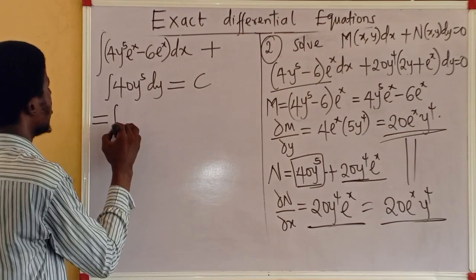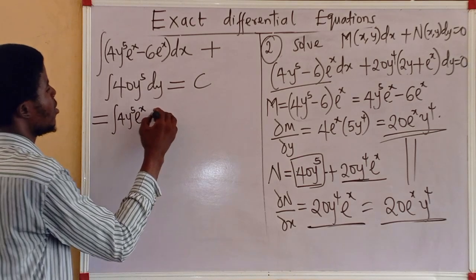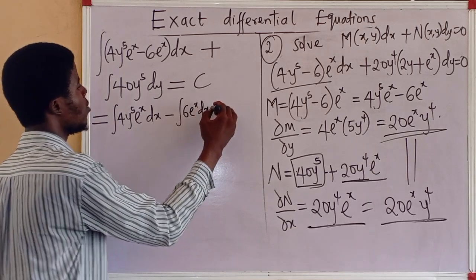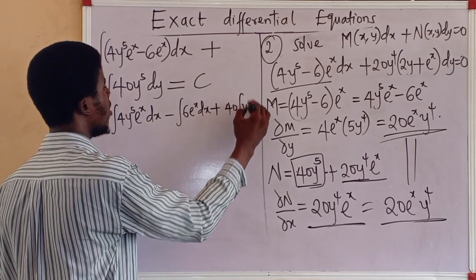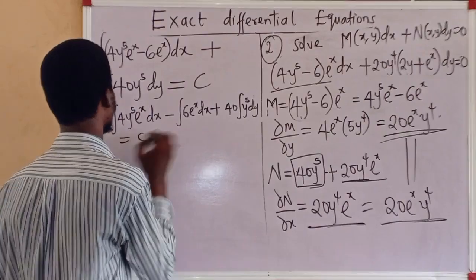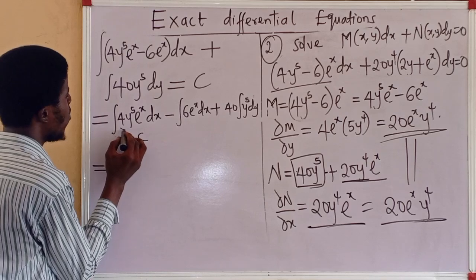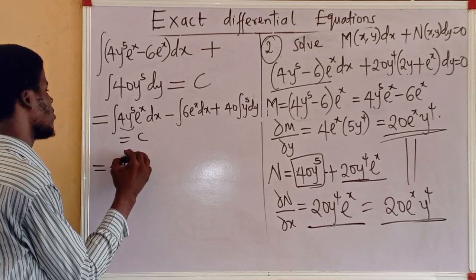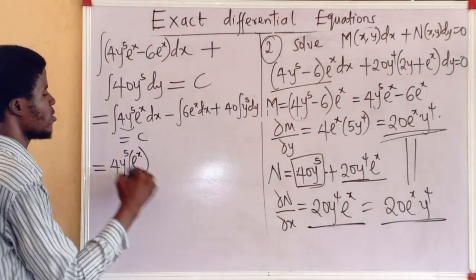This can be written as the integral of 4y to the 5th e to the power of x dx minus the integral of 6e to the power of x dx plus, I can write this as 40 times the integral of y to the power of 5 dy equal to c. Since this integral is with respect to x, that means 4y to the power of 5 is a constant. So 4y to the power of 5 is a constant. The integral of e to the power of x is still e to the power of x.